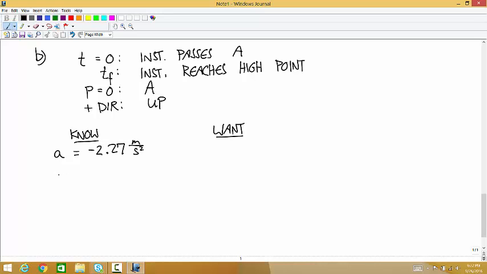The position when time is equal to 0 is 0. The position when time is TF, that's what we're trying to find, the location at the high point. The velocity when time is equal to 0, VI, is the same thing that it was before. So that's positive 2.5 meters per second. And now we're talking TF happens when the ball reaches its highest point. And when it gets to the highest point, that final velocity is equal to 0.